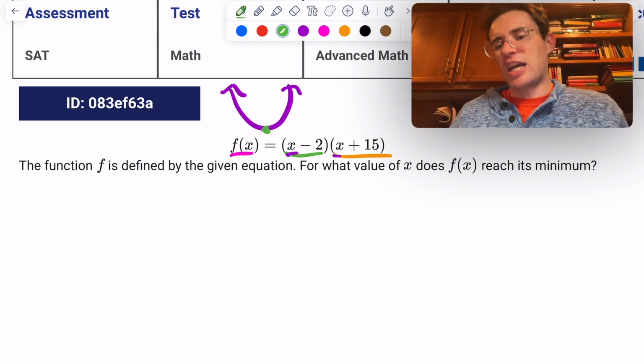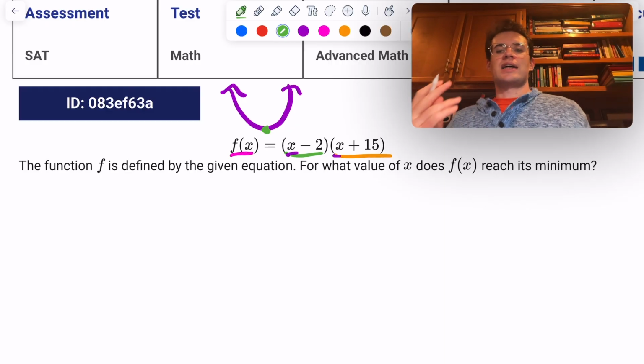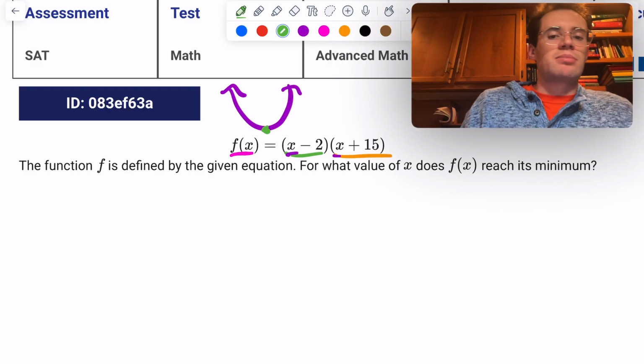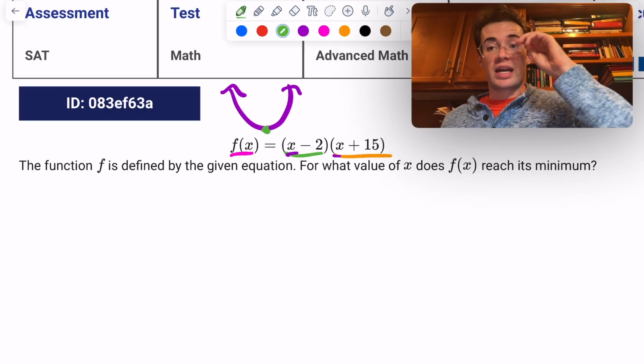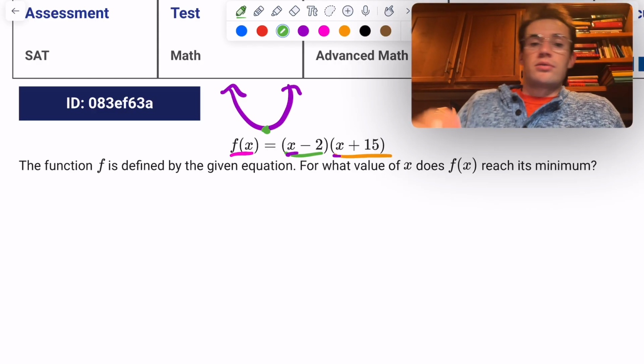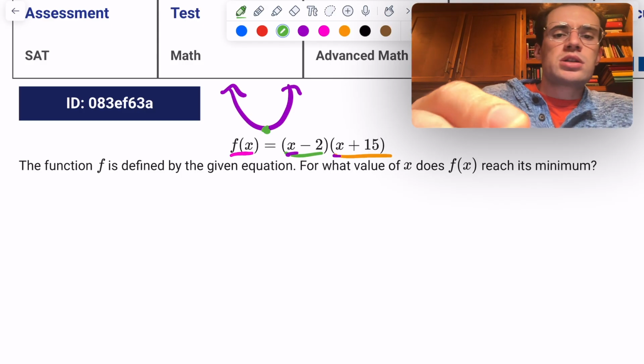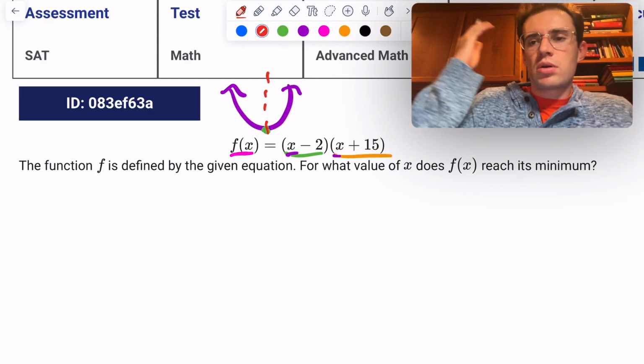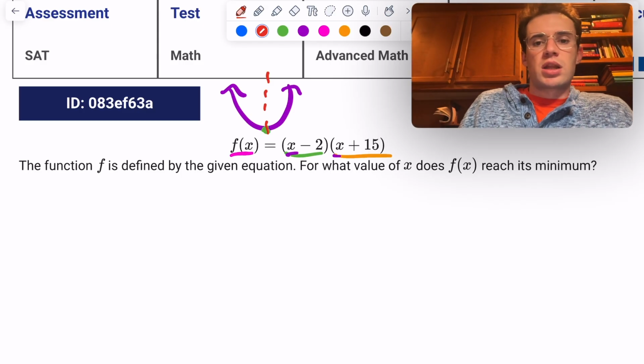And I always check that, right, when they ask for the maximum or the minimum. There is no maximum for a positive quadratic. There is no minimum for a negative quadratic, unless they define the domain in a certain way, such that it doesn't extend on forever. But it's always just a good thing to check, and it's helping you constantly conceptualize quadratics and what they should look like.